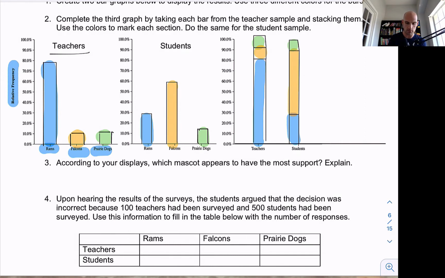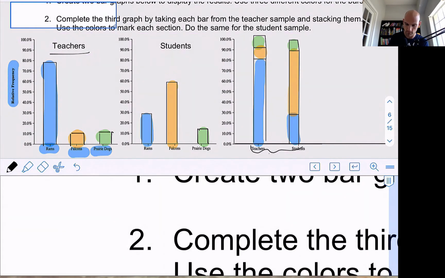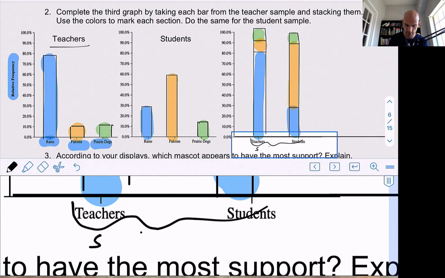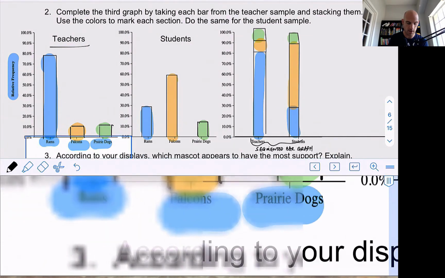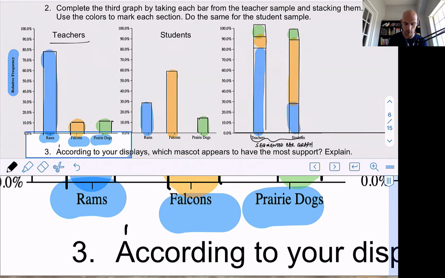the chart, this one here is a stacked, segmented bar graph. Remember? Segmented bar graph. And over here, this is just a bar graph. These are just bar graphs.